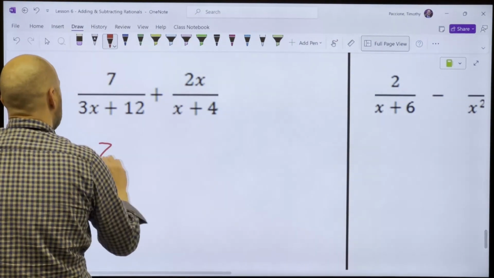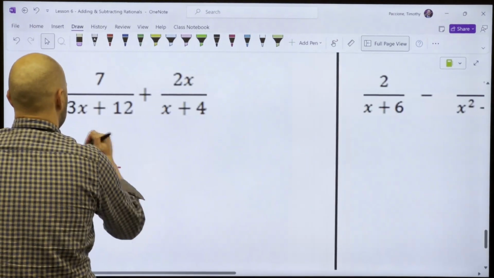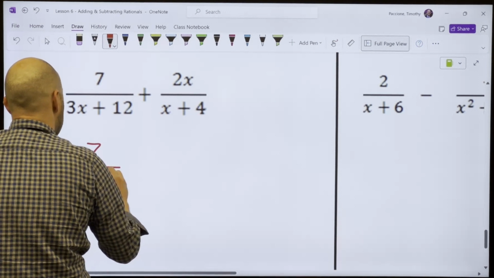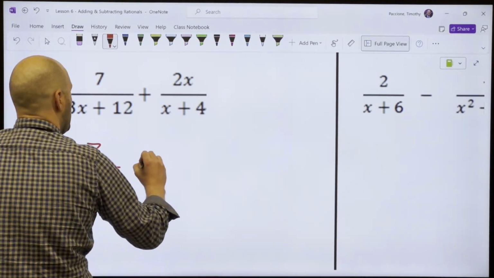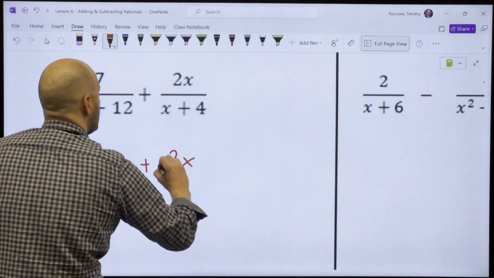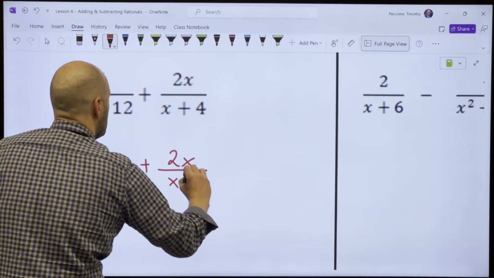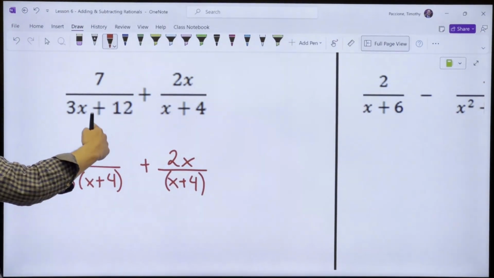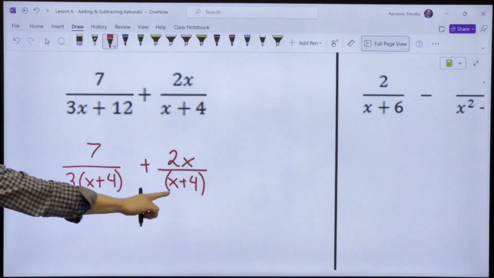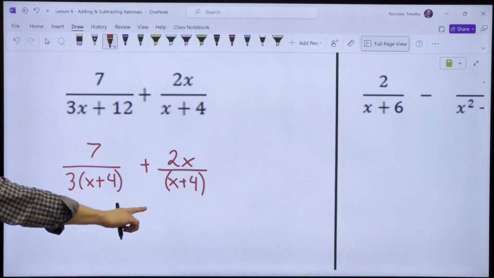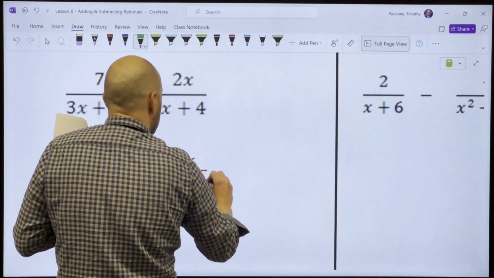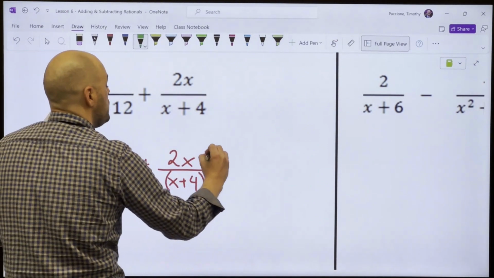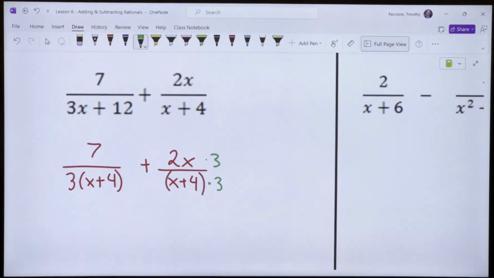Before I try to add anything or figure out what goes into what, I break down the denominators. So 7, and then on the bottom, I'm going to factor 3 out, right? And I get 3 and x plus 4. And over here, I have 2x over x plus 4. Now I don't have to see, does that go into that? I can just say, hey, what's over here, but it's not over here? 3. So I'm going to add it by multiplication. So really, I'm going to multiply it, right? And if I do that, I have to do that on the top too, right?